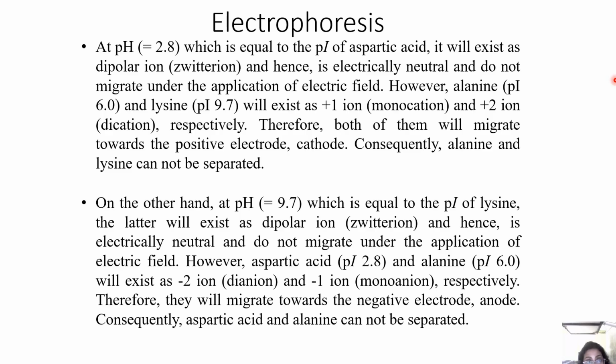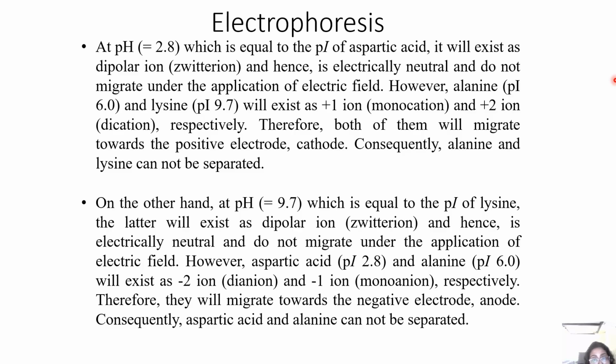That is, aspartic acid will be a zwitter ion and hence it will be electrically neutral and will not migrate under the application of electric field. However, alanine and lysine both will exist as +1 ion and +2 ion respectively. Like alanine will be +1 ion, lysine will be +2 ion. Therefore, both of them will migrate towards the negative electrode, the cathode. Consequently, alanine and lysine will not be separated.